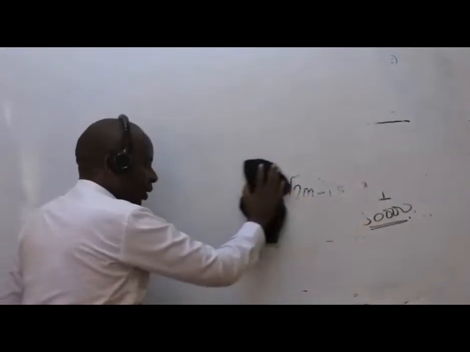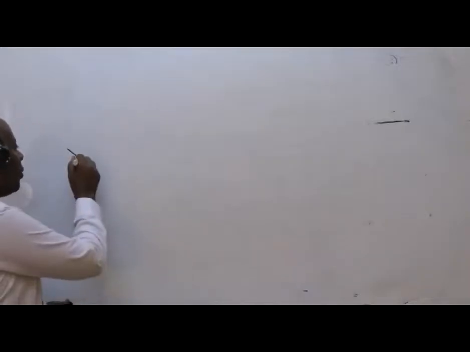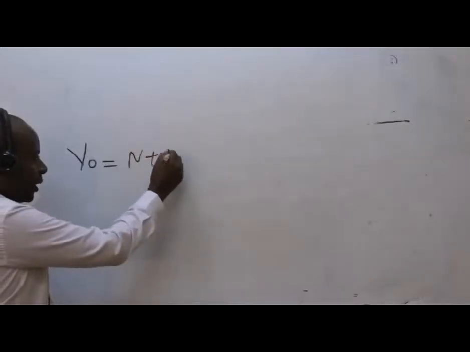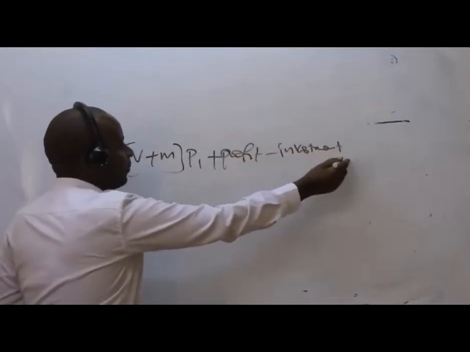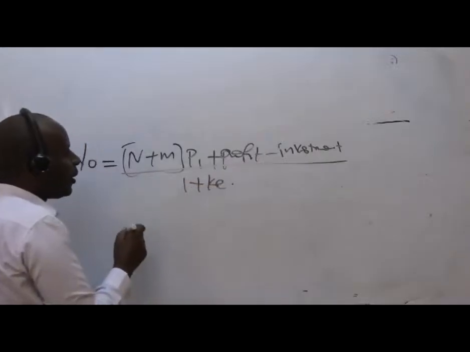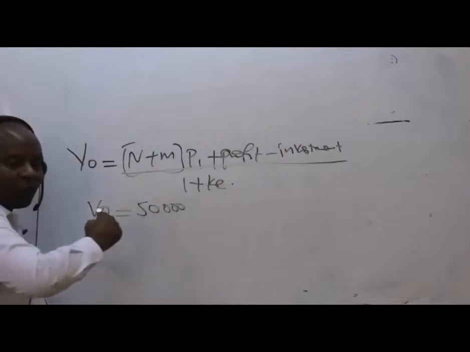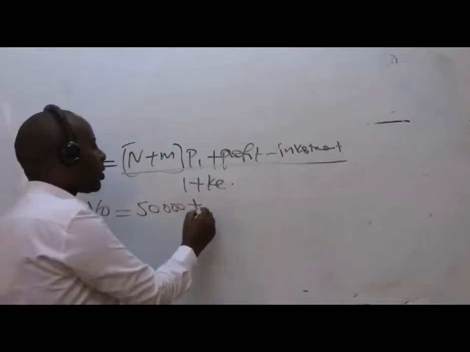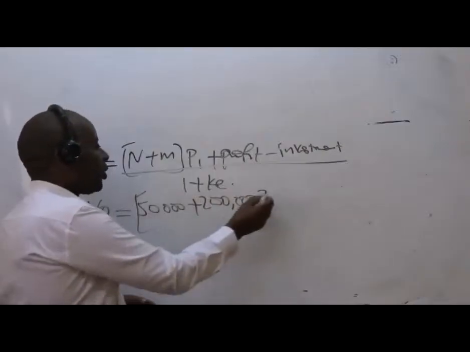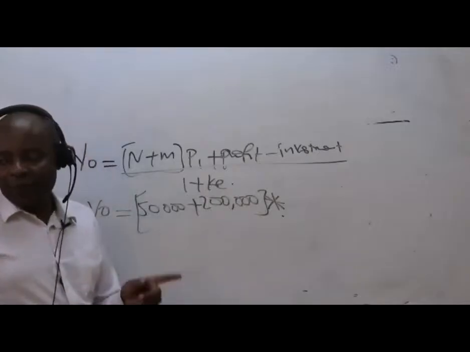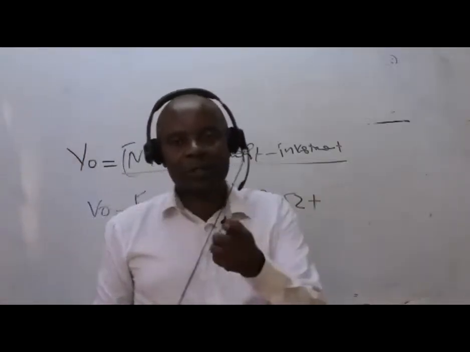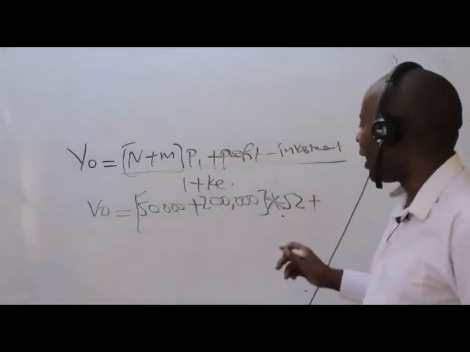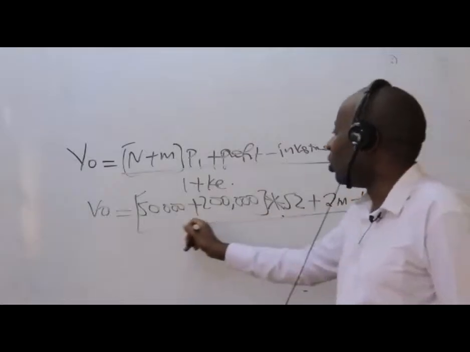So, ladies and gentlemen, this is what I will be having in my formula. My V0 will be equal to the new shares plus the old shares, multiplied by P1, plus any profit we generate minus any investments we shall make in the current year, all over 1 plus Ke. The new shares, you have given me a figure of 50,000. Plus old shares, 200,000, times P1. P1, if my memory serves me well, is 52. Plus the profit we shall make as an organization this year. Of course, that profit doesn't keep on fluctuating. That profit is 2 million. Investments are 4 million, all over 1 plus 0.1.